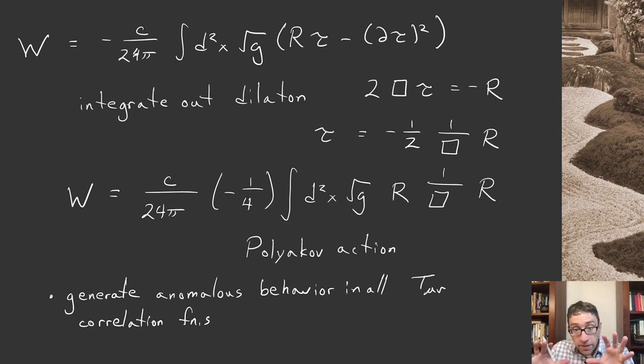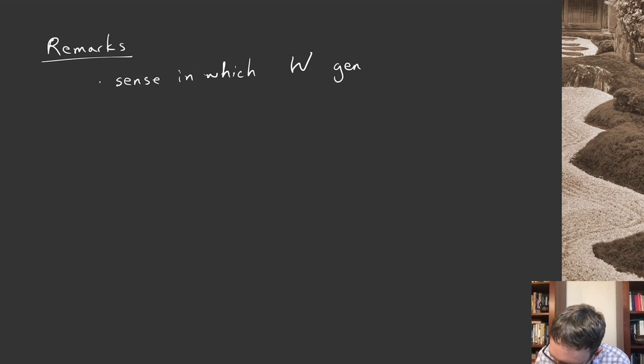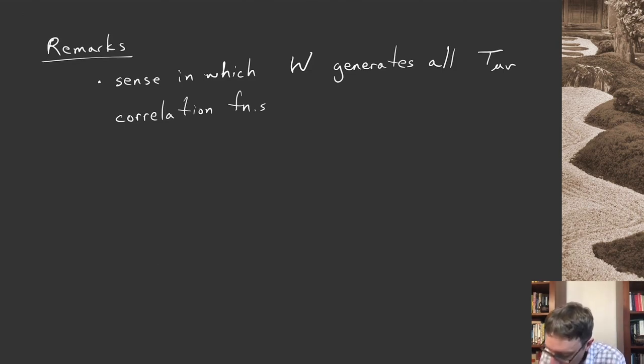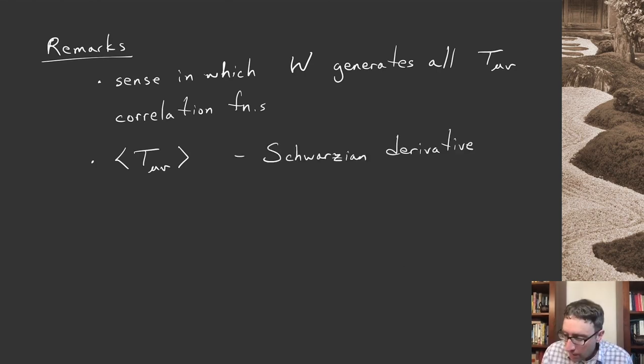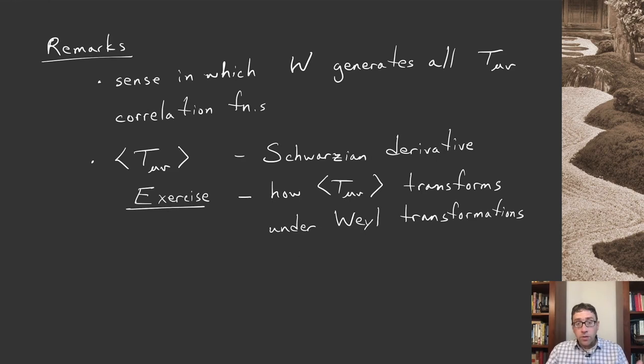So there's a sense in which this effective action tells you everything about the stress tensor sector of your 2D theory. So, remarks. W generates all T_μν correlation functions, and not just in flat space, but on a general metric. And in particular, it's going to generate the one-point function on a general metric. And this is closely related to the Schwarzian derivative. From this action, I'll leave this as an exercise, you can show how T_μν transforms under Weyl transformations. So if you have the stress tensor in one frame, then you can find it in all other frames that are related to the original metric by some Weyl transformation.